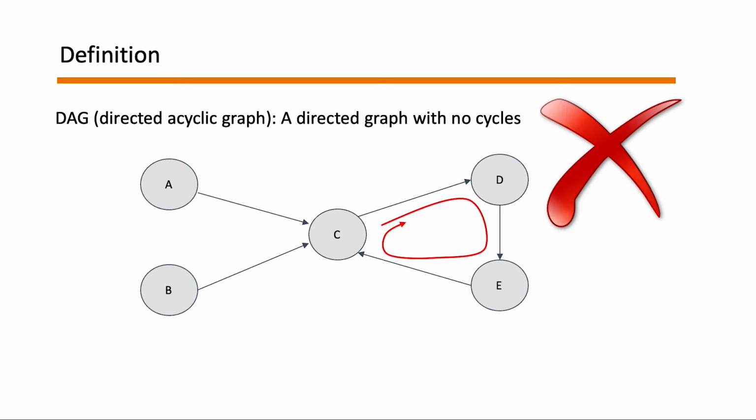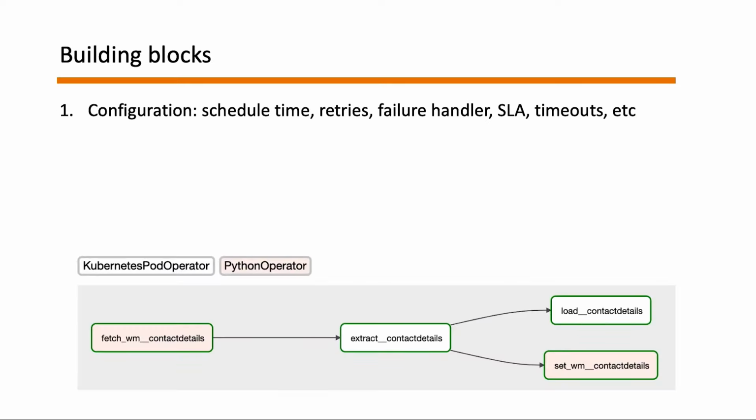While writing your first Airflow DAG, there are a few building blocks that you need to keep in mind. So first thing is you have to configure your DAG. A very important thing is you have to set the schedule time, that is, at what time it needs to trigger. Apart from that, you can give configurations like retries, what it needs to do when it fails, service level agreements, timeouts, and it has a bunch more configurations that you can set.